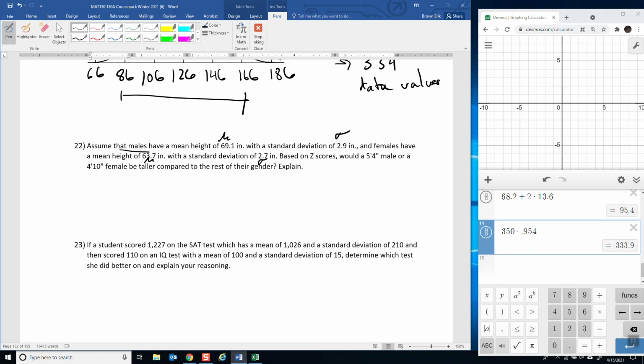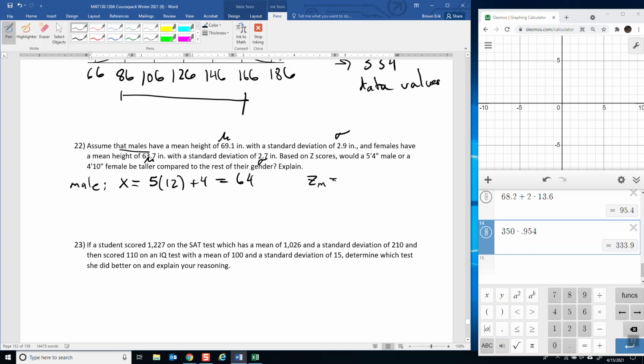All right. First, note that our values here are all in inches. So when we calculate the z-score for the male, we're going to need his height, which is a data value, we'll call that x, in inches. Well, we know there are 12 inches for each foot, so we would do 5 times 12 plus the 4 inches. This male is 64 inches tall.